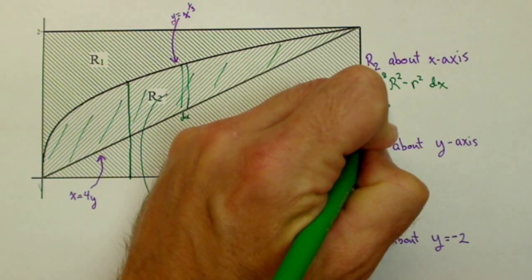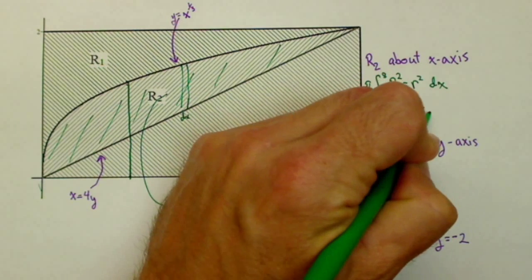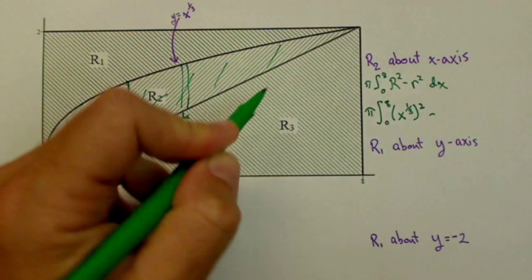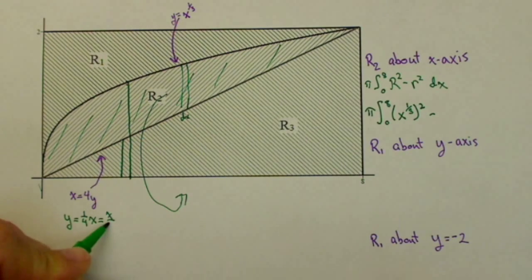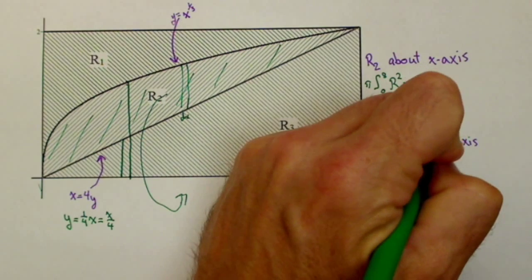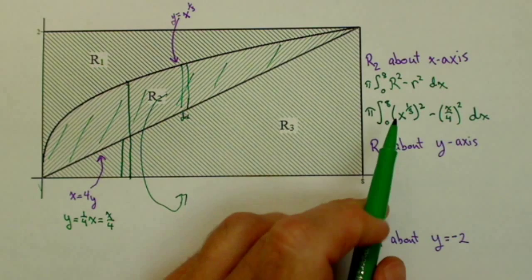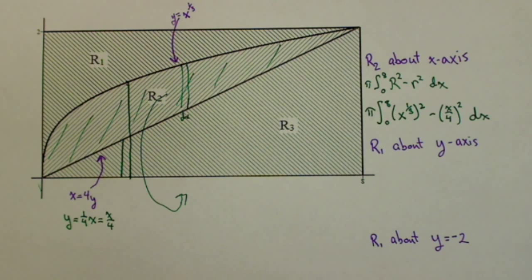So we have 0 to 8. This first one's going to be x to the 1/3 squared minus our small radius, which is right here. It's just this linear function, which right now is solved for x, but we can very easily switch that to be solved for y: 1/4 x, or if you like, x over 4. So there's our small radius, x over 4, the quantity squared, dx. So there's the definite integral that will give us that volume. This particular video is not about solving these.